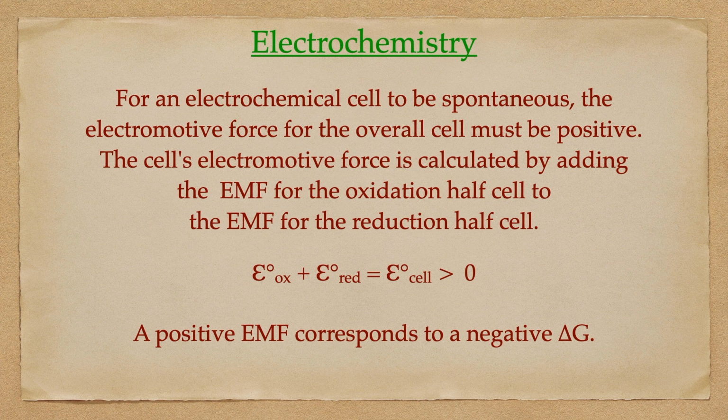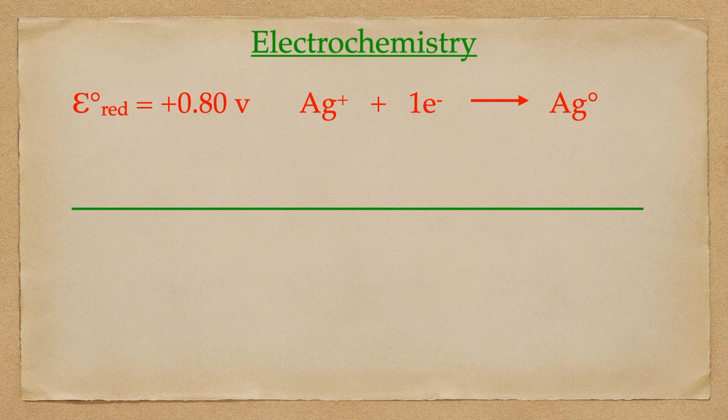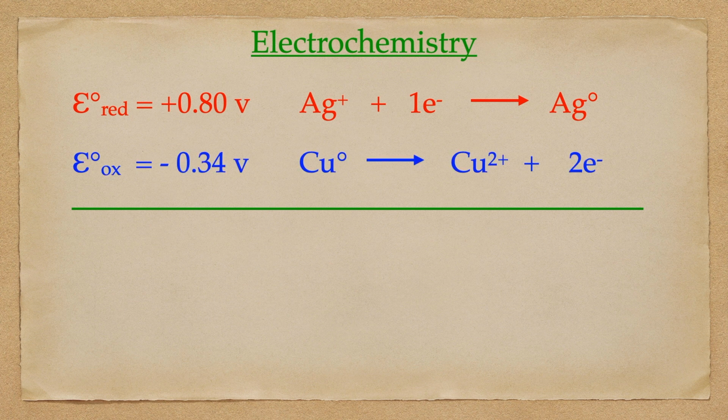If E0 cell is greater than 0, that is a positive EMF, which will correspond to a negative delta G, Gibbs free energy, and this electrochemical cell will function. It will work. In this example, silver only gains 1 electron while copper gives up 2 electrons. And we know it's the same electrons being transferred. Therefore, I need 2 silver ions for every 1 atom of copper.